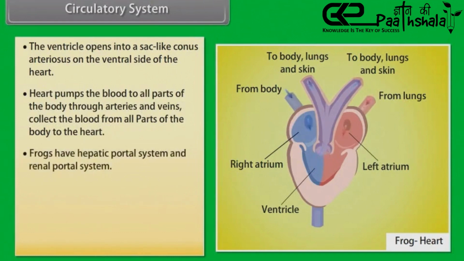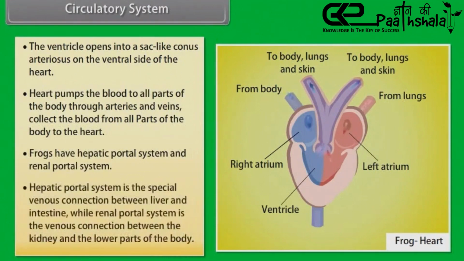Frogs have a hepatic portal system and a renal portal system. The hepatic portal system is the special venous connection between liver and intestine, while the renal portal system is the venous connection between the kidney and the lower parts of the body.